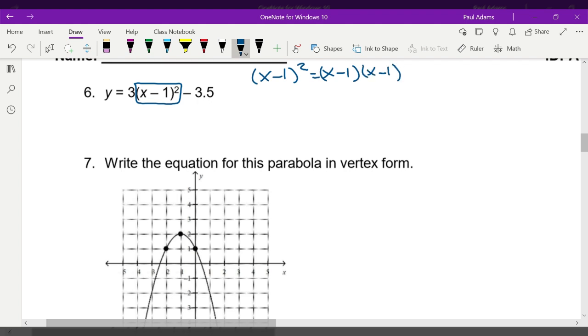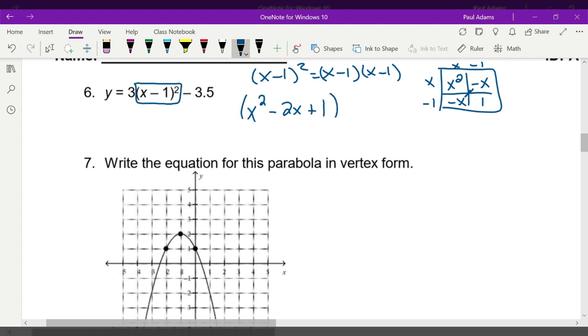So if we want, you can use that box method. Okay, so you have x and minus 1, x and minus 1, and then multiply. You're going to get x squared minus x here, and then positive 1, because remember, negative times negative is positive. So if I combine these together, I'm going to get x squared minus 2x plus 1.